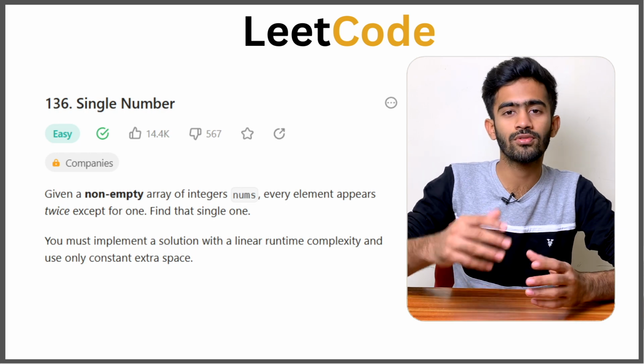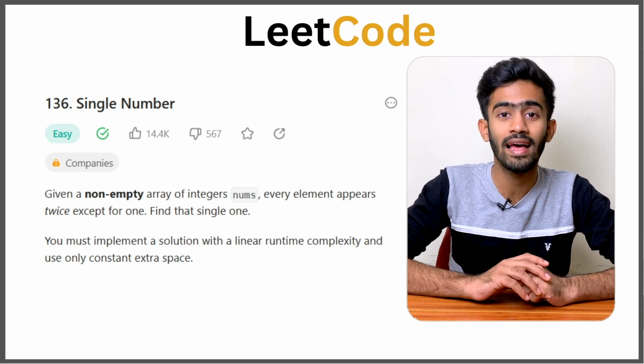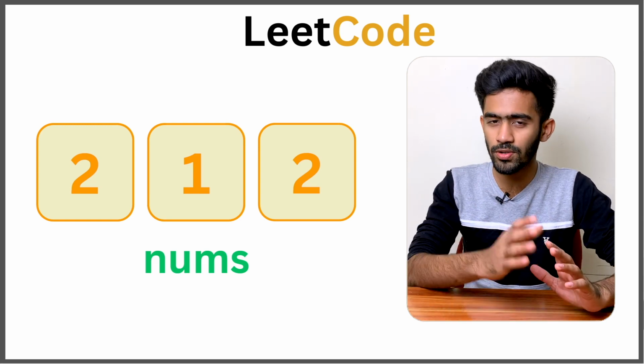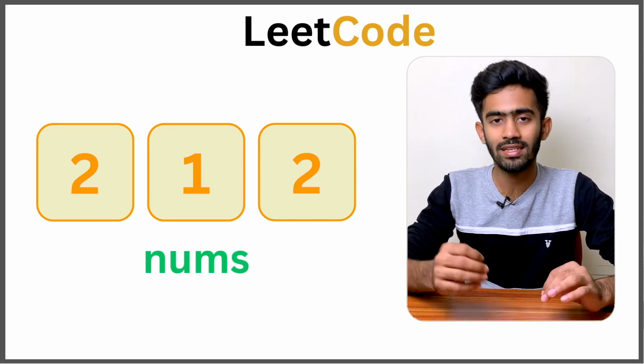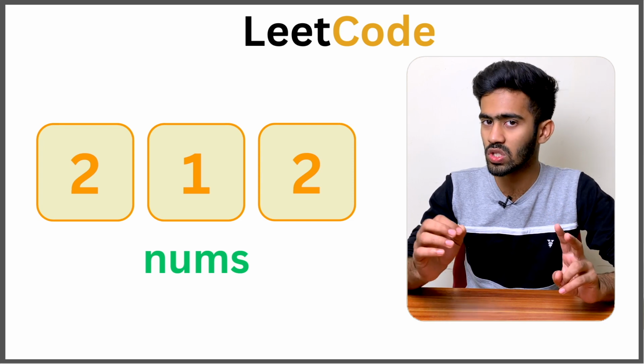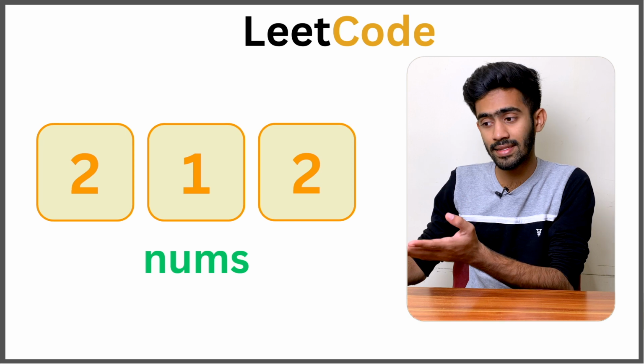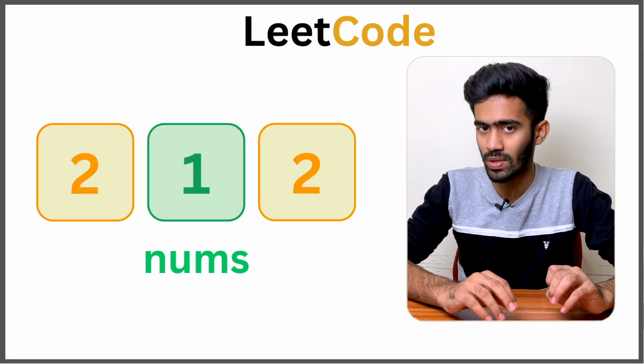So how do we get to solve this question? In order to find that, let's get to an example. Here we have a very simple example, 2 1 2. As you can obviously see, 2 appears twice in this array, but the element 1 appears just once, and hence that is the single number of this question.